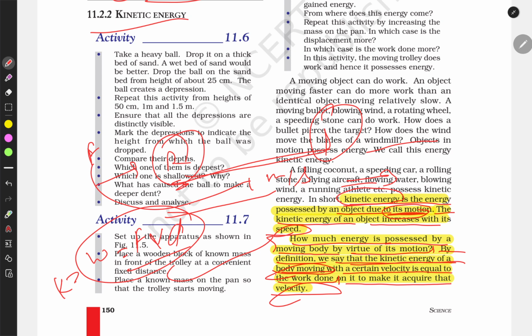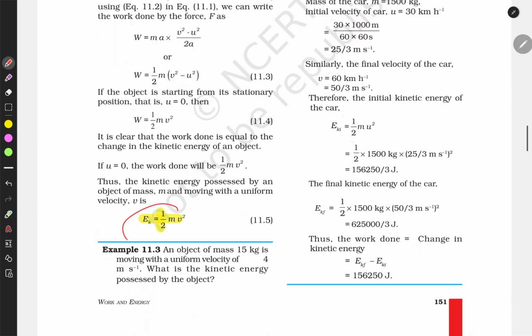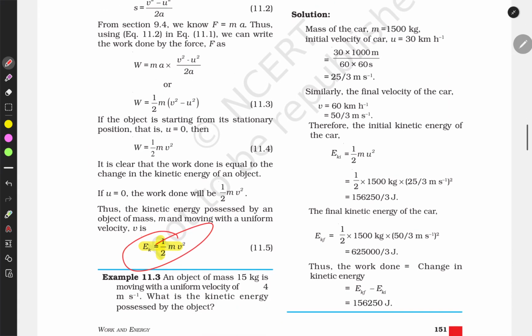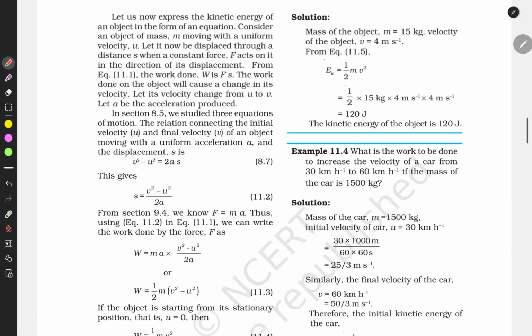The kinetic energy of a moving body with a certain velocity is equal to the work done on it to make it acquire that velocity. So this is what kinetic energy is. And it has a formula which we just derived. It is K equal to half mv squared, where m means mass and v is velocity.